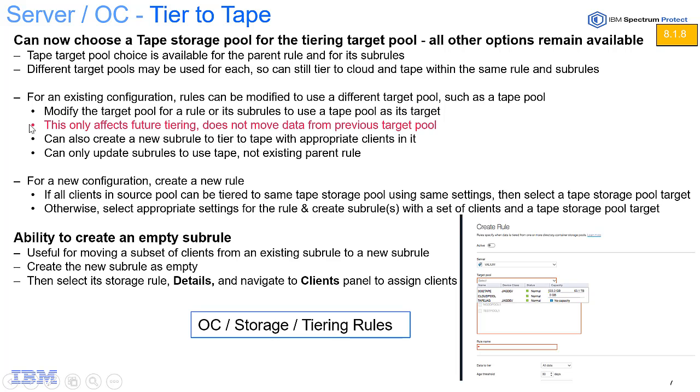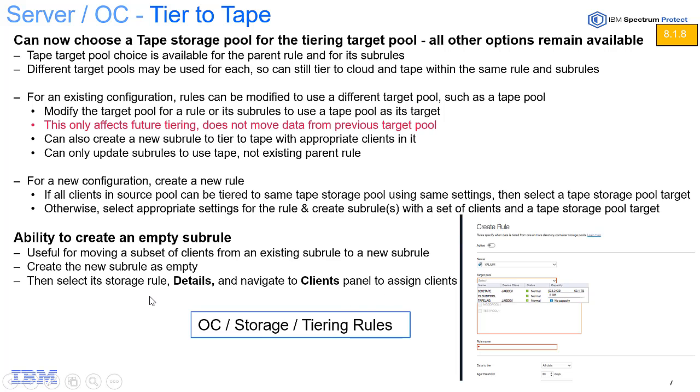For a new configuration, you can go ahead and choose your source here, and you'll see it underneath the Operations Center storage tiering rules. And now you'll see underneath the target pools that you do indeed have tape as one of your selections if you have a tape defined in your environment.